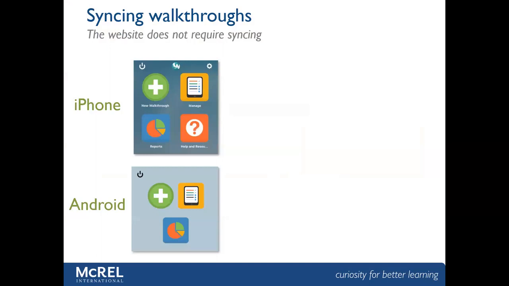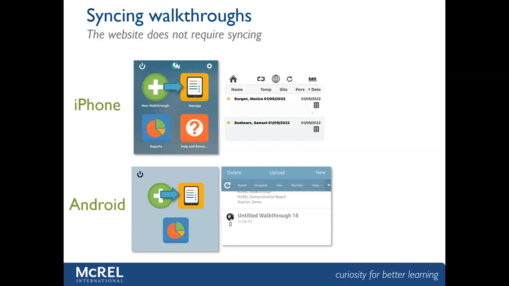So how do we sync? Again, you only need to sync if you're on an app. And so the first step would be clicking the yellow icon for Manage on the home page. That leads you to a list of your walkthroughs. You could click on any row to open the walkthrough that you've completed to review the data. You would know that it's not synced because on the iPhone, the bubbles will be yellow, and on the Android, the row will be gray or sometimes it's red.